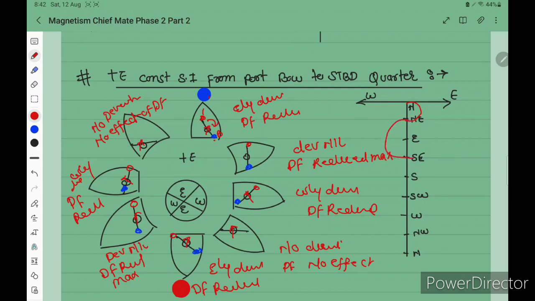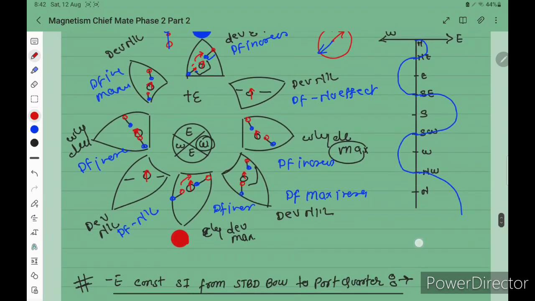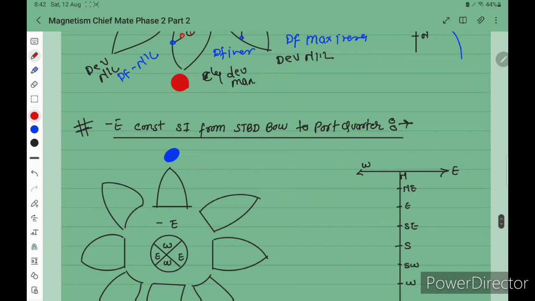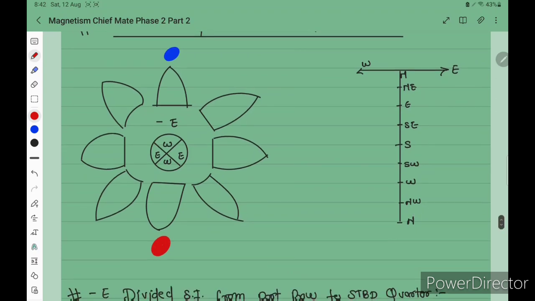So how does the graph look? Okay. Now we discuss minus E: constant soft iron from starboard bow to port quarter. So same, mark the red pole on the south and blue pole on the north for earth magnetism. Now mark all the cardinal and intercardinal headings and then draw the compass of the vessel.